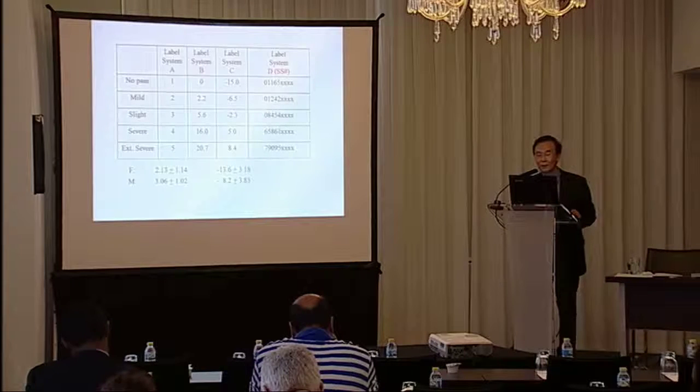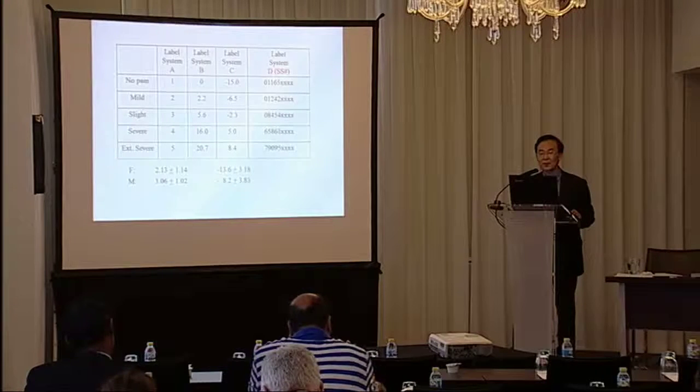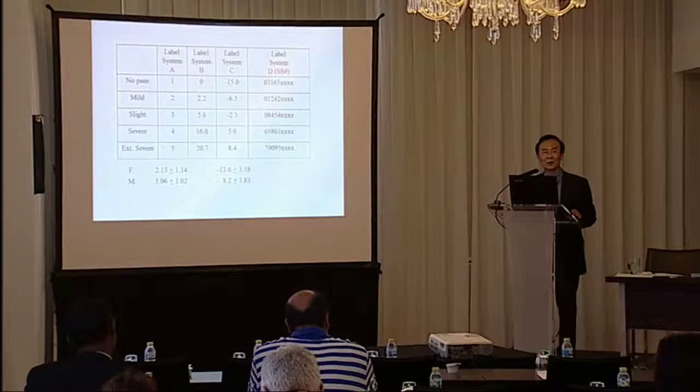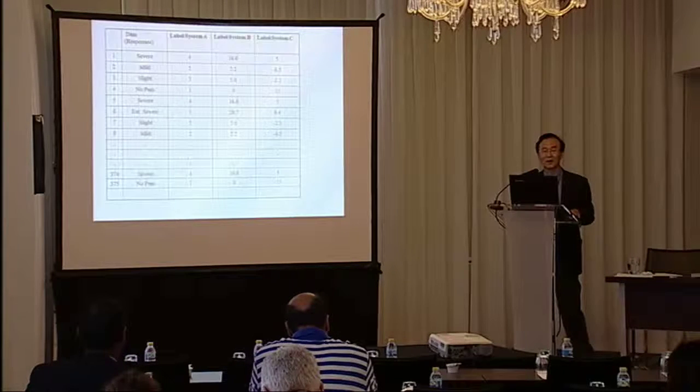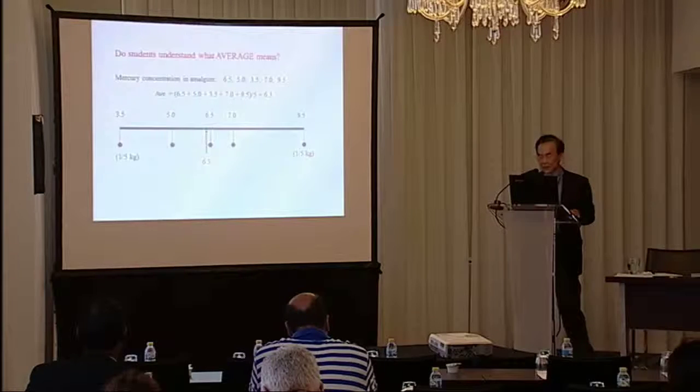However, if you have a different labeling system, you could get minus 13.6 as an average. Minus 13.6 is very close to no pain. Your conclusion could be, on average, my patients felt hardly any pain. This is identical data, but this is how nonsensical you can get. So you have to be very careful when you have ordinal data. Okay.